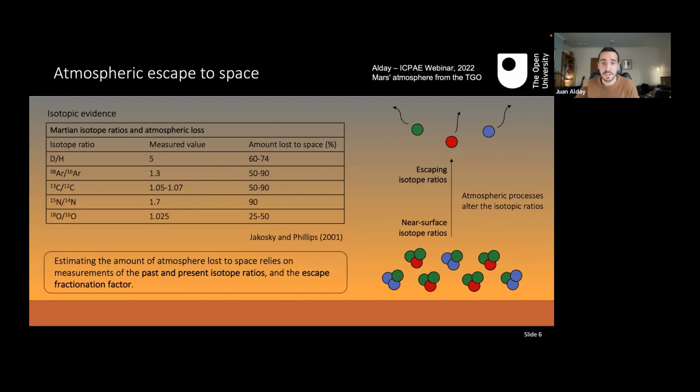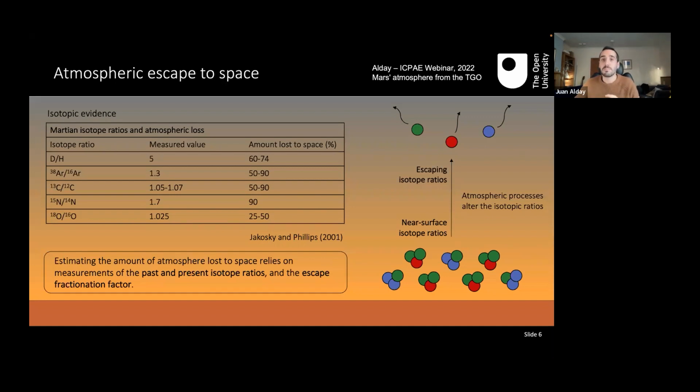And this escape fractionation factor is calculated by relating the isotopic ratios, or the relative abundance of heavy and light isotopes, in the escaping species in the upper atmosphere with respect to the relative abundance of heavy and light isotopes in the near surface atmosphere where most of the mass is. And not necessarily the isotopic ratios of the escaping species and the near surface ones need to be the same. There are some atmospheric processes taking place in the atmosphere that might alter these isotopic ratios. And precisely since with the Trace Gas Orbiter we observe in this region of the atmosphere, can we say something about this alteration of the isotopic ratios?